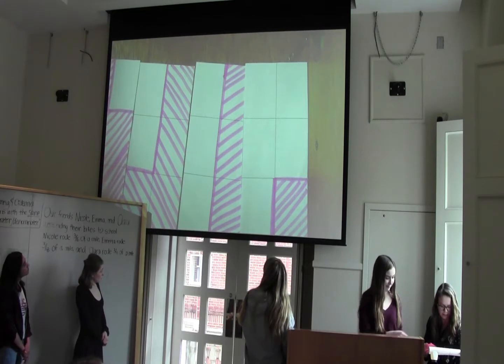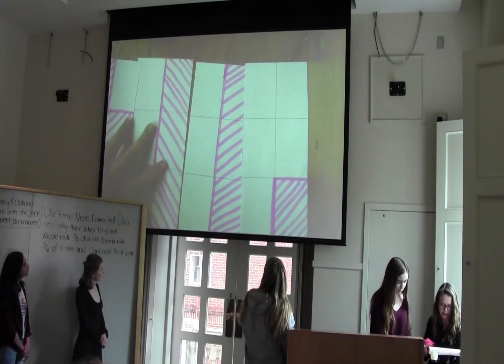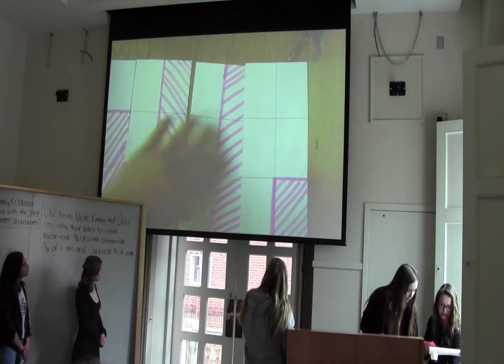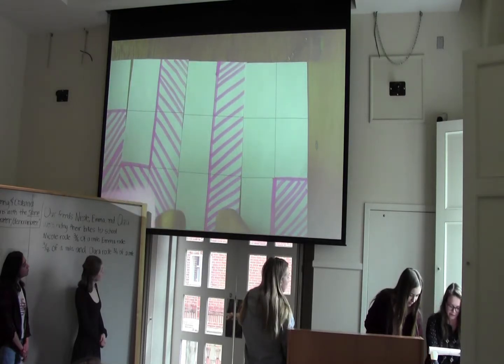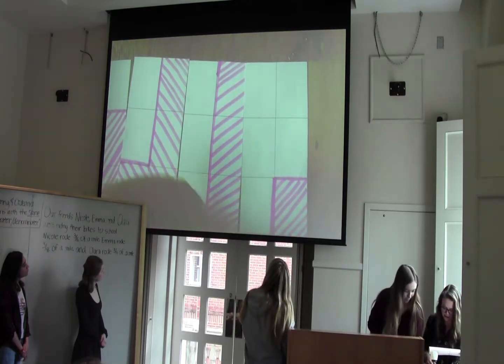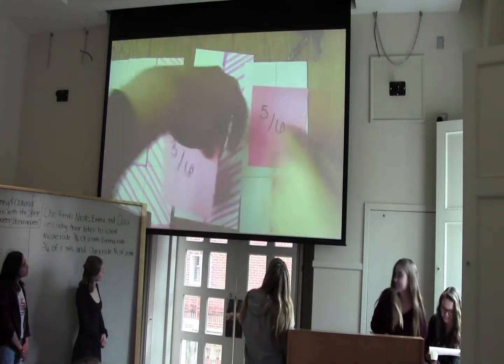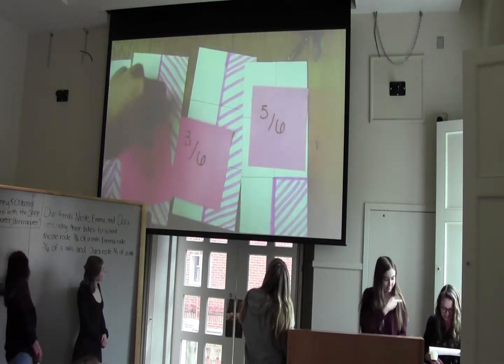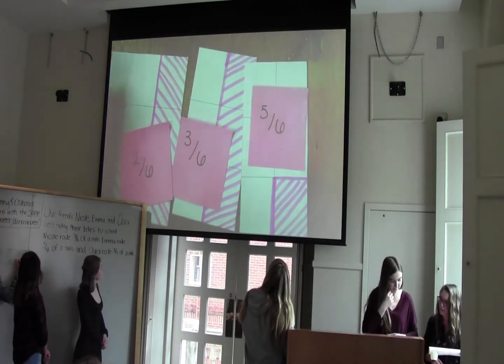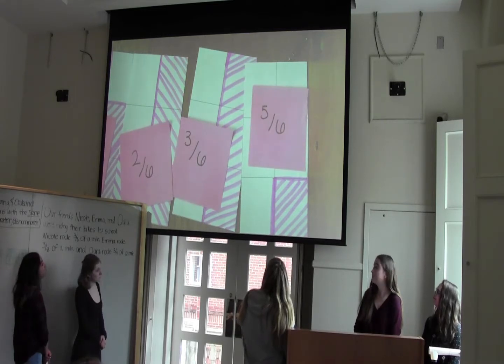And then after we placed them in order of how much white space, least to greatest, we then put the fraction underneath it, if you can see it. And then that's how we knew what the order was. Yeah, so that's a really effective strategy.